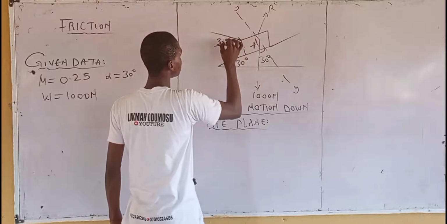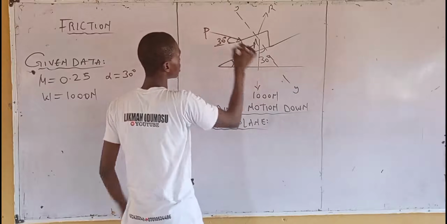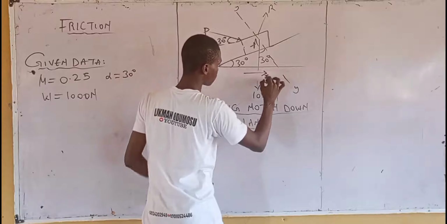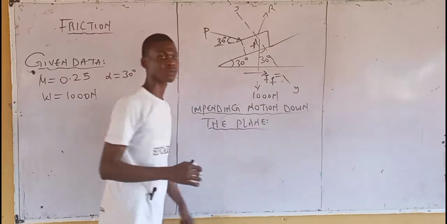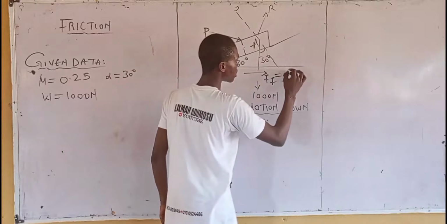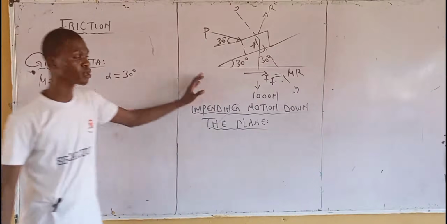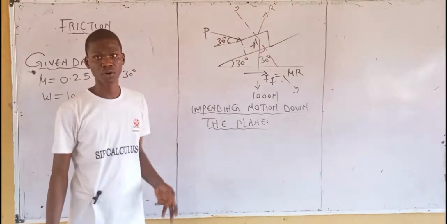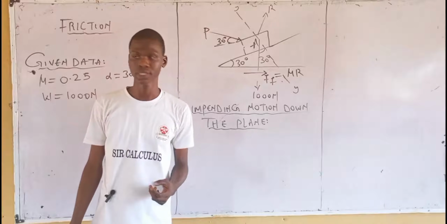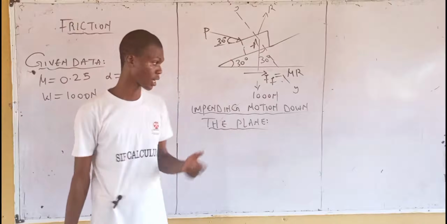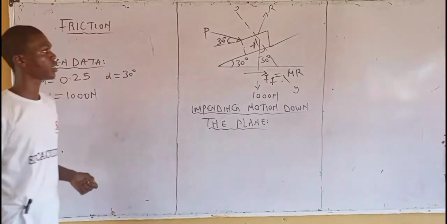I have 30 degrees, I have P, and this is my frictional force. And frictional force, mathematically, is mu R. Alright, from here, the same concept: solve for the horizontal component and solve for the vertical component. Now, let's get this done.